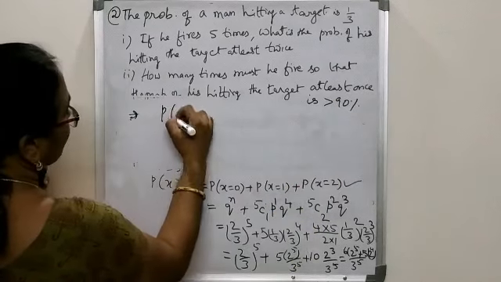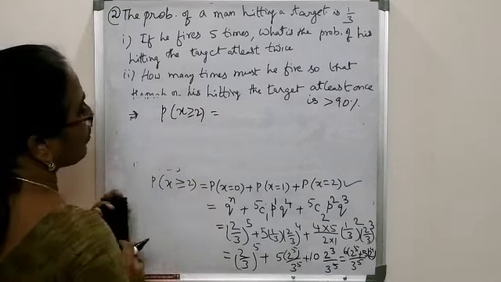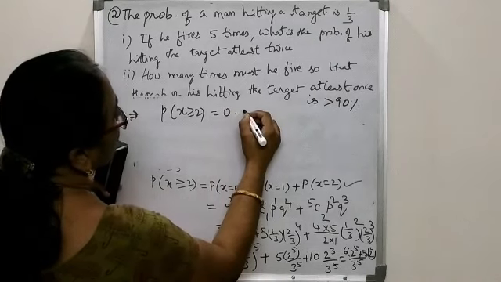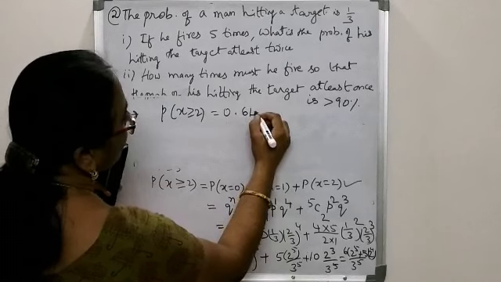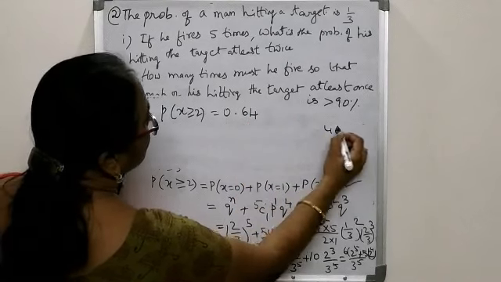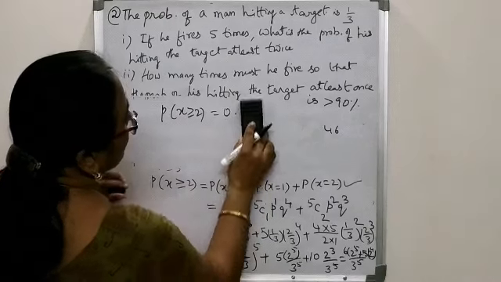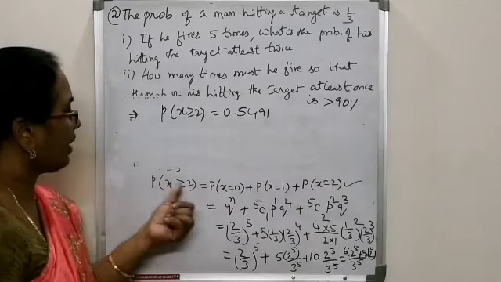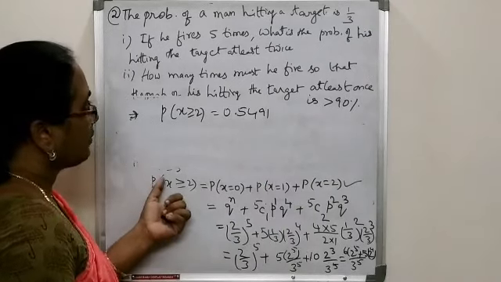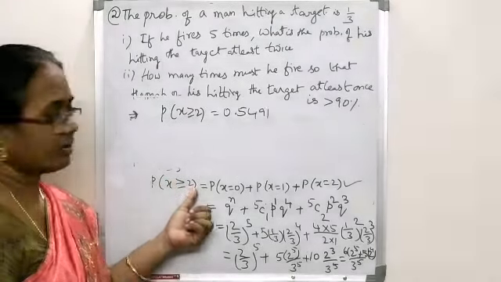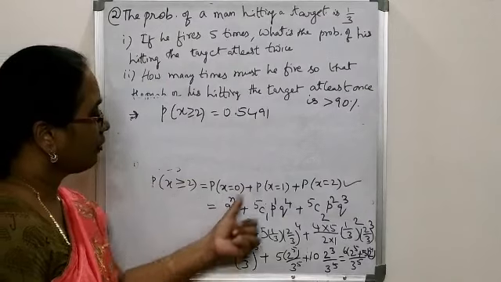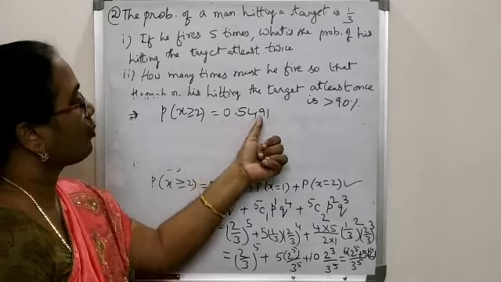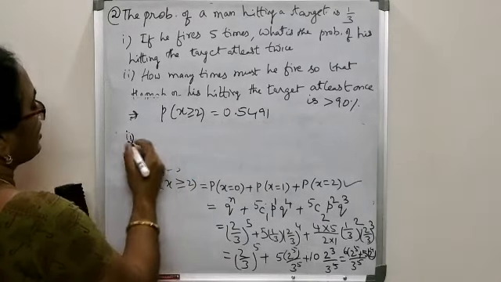Here we are going to get the value P of x greater than or equal to 2 is equal to 0.64, 5491. So on simplification, we are going to get the value, probability that the person hits the target at least twice. P of x greater than or equal to 2. When we simplify these all different ratios, it is going to be obtained as 0.5491.